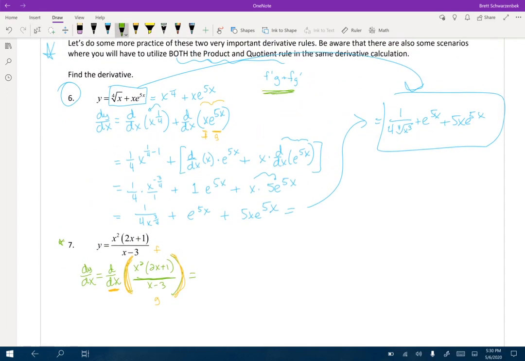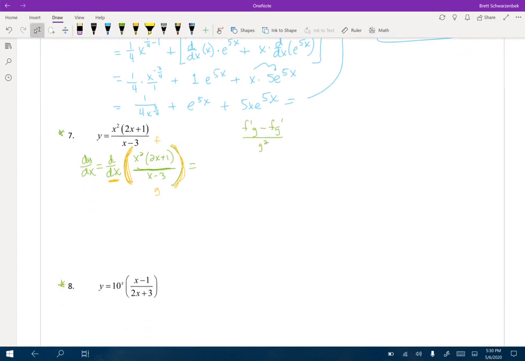It's f prime g, but we subtract fg prime, and it's over g squared. That is our formula, so that's what we're going to follow. So here we go. First things first, we need to find the derivative of our entire numerator, which is x squared times 2x plus 1. Then we have to multiply by g, which is x minus 3. Subtract our original f, which is again x squared times 2x plus 1, times the derivative of our g, x minus 3, all over x minus 3 quantity squared.